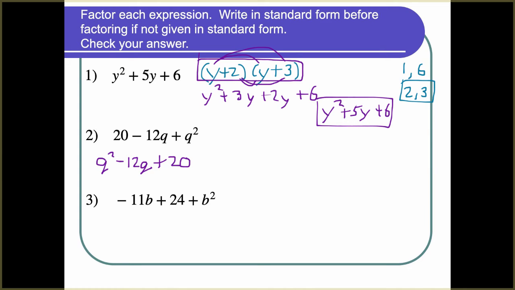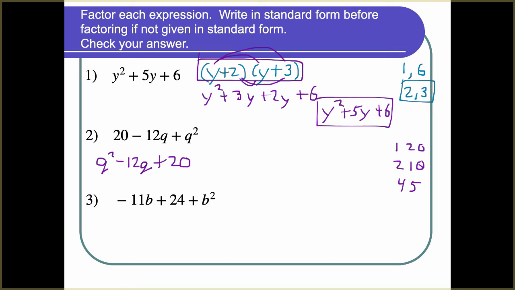We want to look at the numbers that will multiply to 20 that will add up to a negative 12. Since our last number is 20 and our middle number is negative, we want to get two factors that multiply to 20 that are negative numbers. Our numbers that multiply to 20 are 1 and 20, 2 and 10, 4 and 5. Remember, both of our factors in this case are going to be negative numbers.